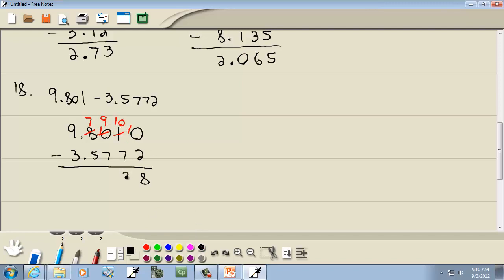Okay, 10 minus 7 is 3, 9 minus 7 is 2, 7 minus 5 is 2, and 9 minus 3 gives us 6. Assuming I subtracted correctly and everything, which is always kind of iffy. But I'm going through and checking it now. Looks good.